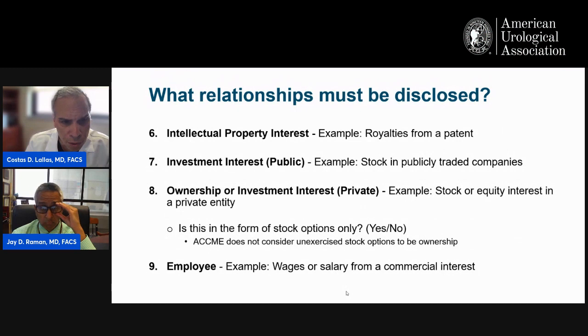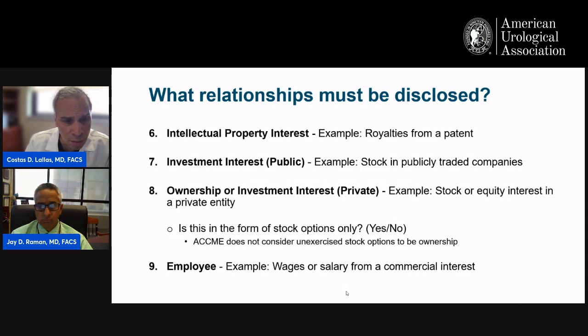These last four relationship types include those that faculty sometimes find confusing without reviewing the full definitions of each. The first is intellectual property interest. This includes ownership of any intellectual property interest, such as a patent for healthcare products or services, and/or receipt of royalties from such intellectual property interests.